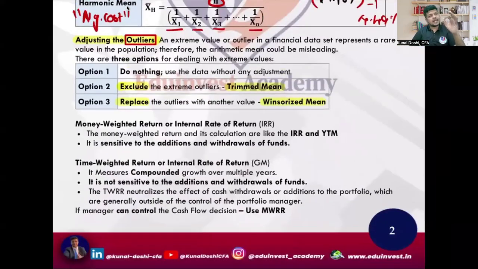So with regards to outliers, there are two different types of adjustment that we do: either trim, which means remove it, remember the keywords, exclude or replace. Replace, that is Winsorize. No one is going to ask you in the exam to show the trimmed or Winsorized mean. They are not going to ask you to do it. They are just going to ask you the name of it.